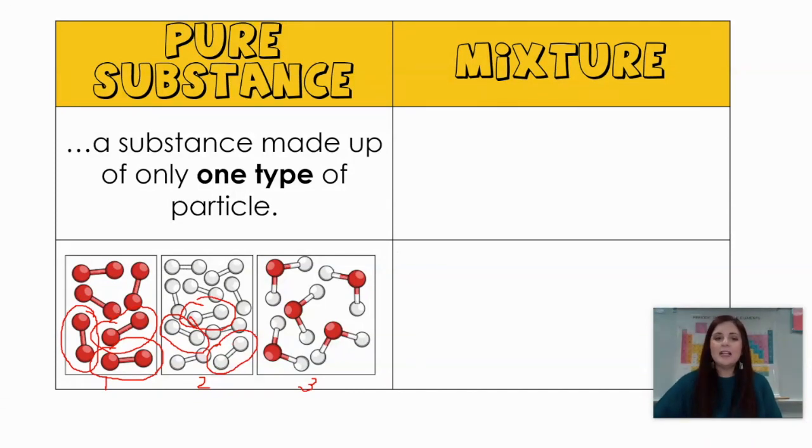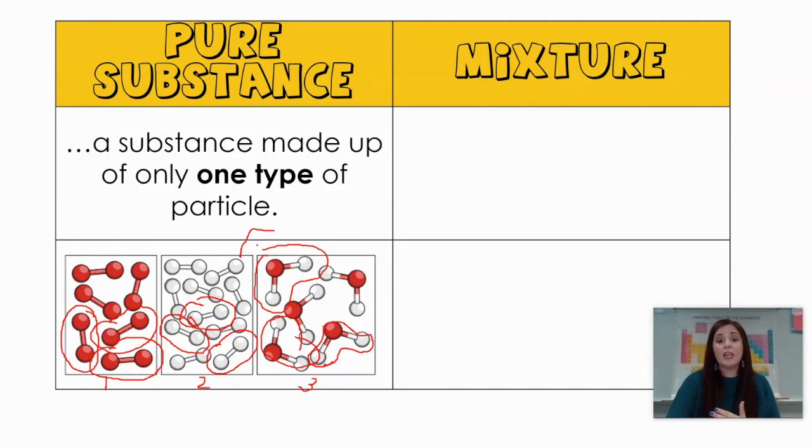If I look at this last one, even though within these pure substances, these particles are made up of different types of elements, which we're going to talk about in a little bit, this right here is one type of particle, even though there are different circles that make up that particle. This particle is exactly the same as this particle over here, which is exactly the same as this particle up here. So because all of those particles are exactly the same, that is a pure substance.